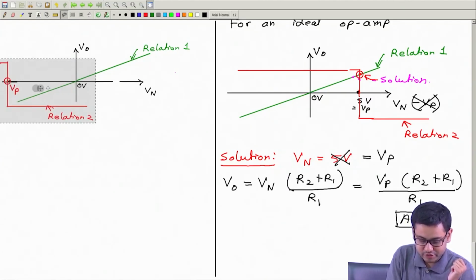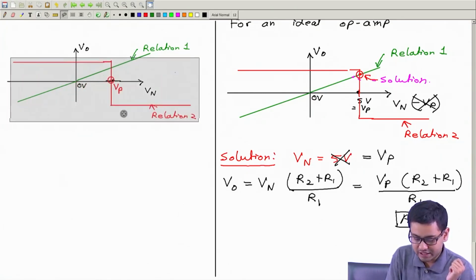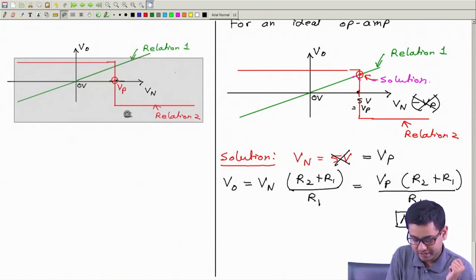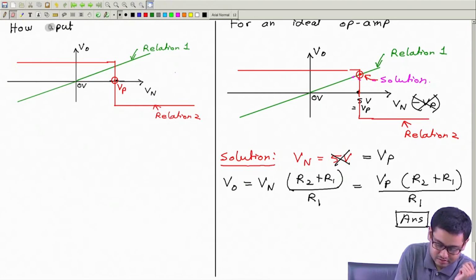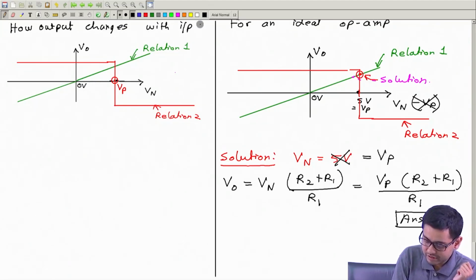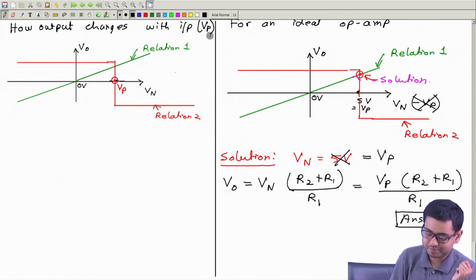So if the input is between this range, then the output changes linearly, proportionally with the input. Okay, so this is one observation. So let me write how the output changes with input, that is Vp or V2.